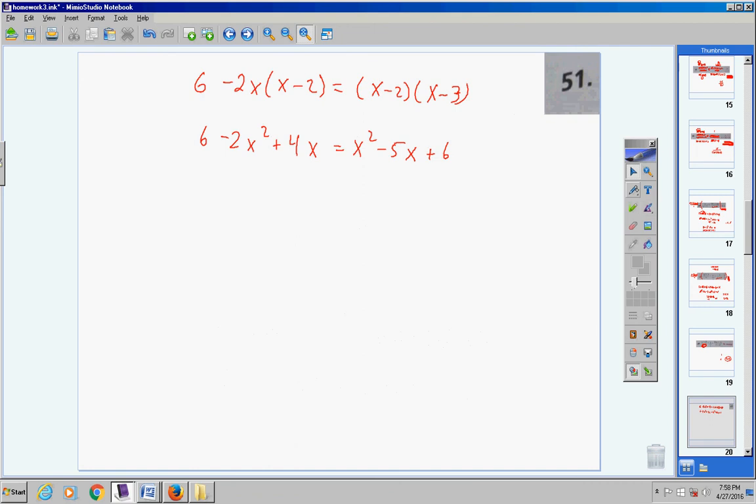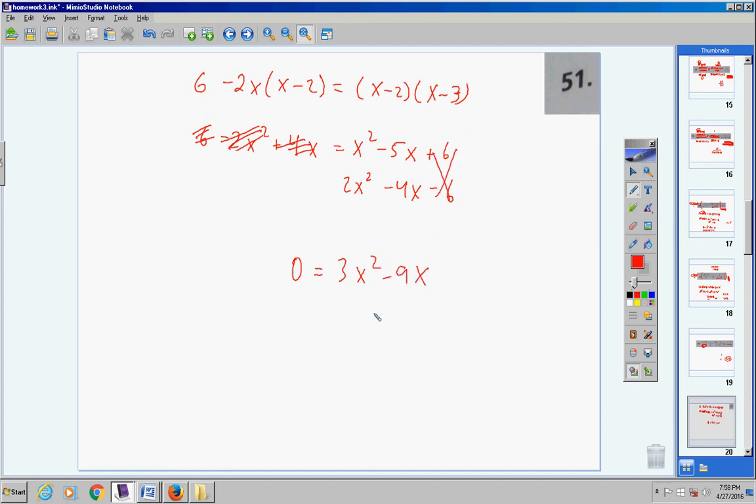I'm going to bring my negative 2x over and make it a positive 2x squared. That way I have a positive lead coefficient. Bring my 6 over, make it a negative 6. Bring my 4x over, make it a negative 4x. So I'm left with 0 equals 3x squared minus 9x, and these cancel.